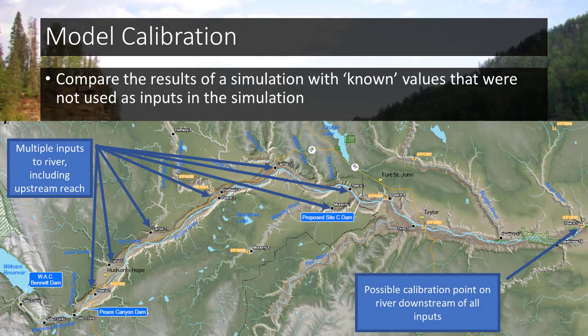We have no inputs anywhere near this. So this is now, if we measure what's happening here, we have a truly independent data set, and hopefully our flow or TSS or nutrients or whatever it is we're modeling, we can now compare to measured data here, and we can make our adjustments as necessary in our calibration.